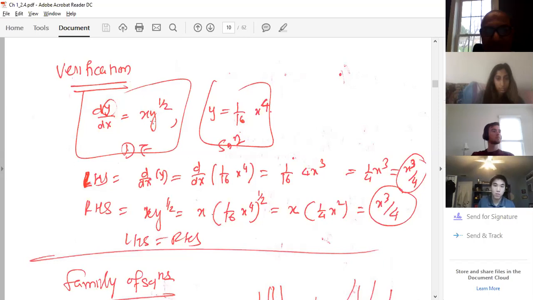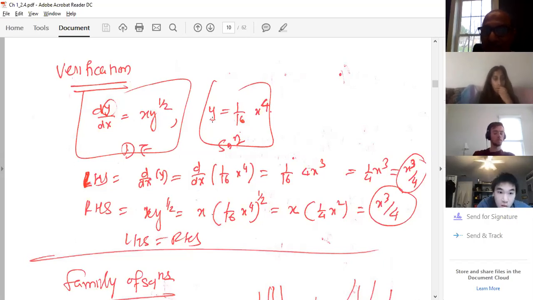Right hand side: x y to the power half. X as it is. Y is 1/16 x to the power 4, to the power half. Square root of 1/16 is 1/4. Square root of x to the 4th is x squared. x and x squared is x cubed by 4. I am getting left hand side equal to right hand side. That means this is a solution of the given differential equation.